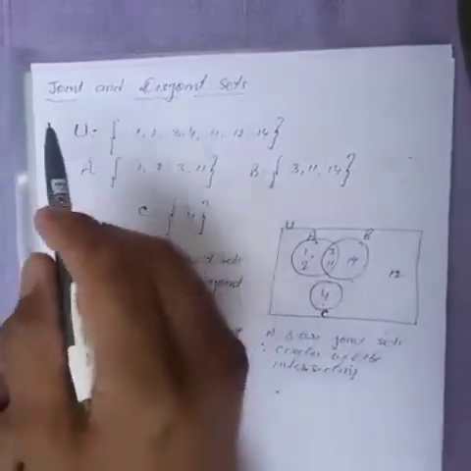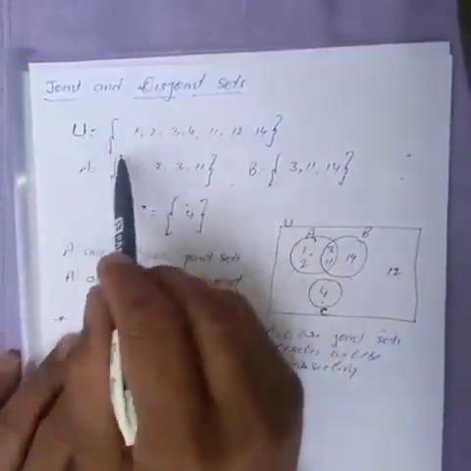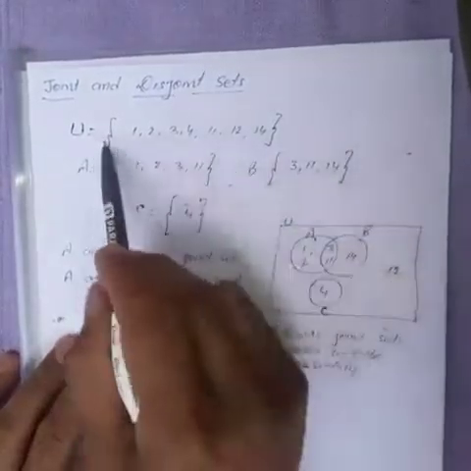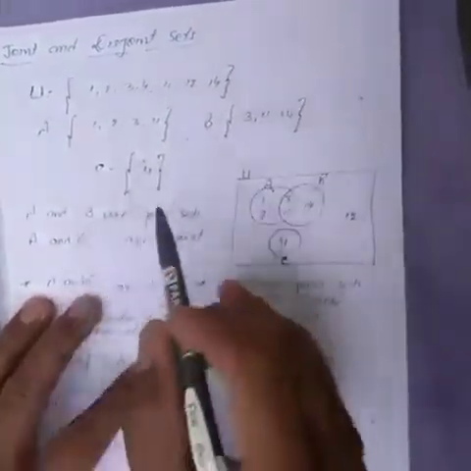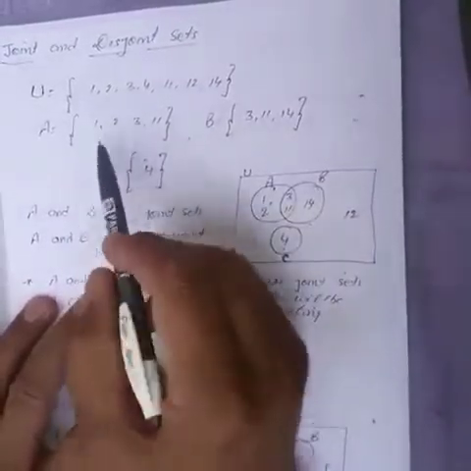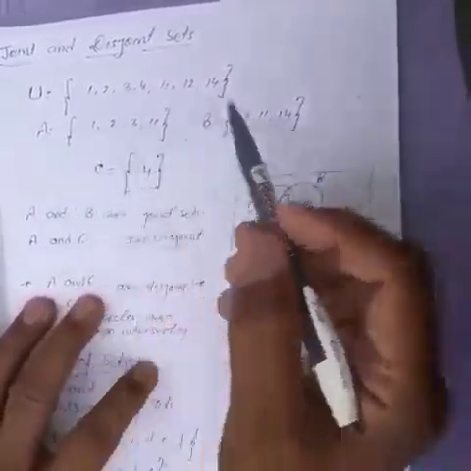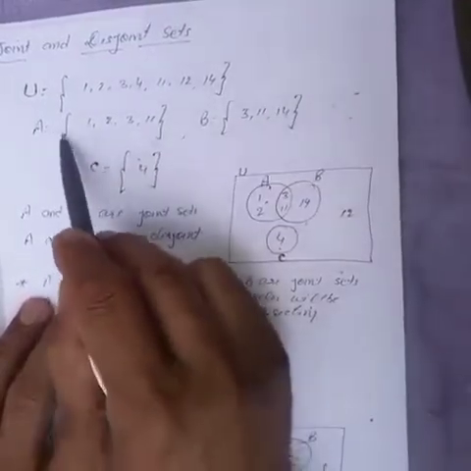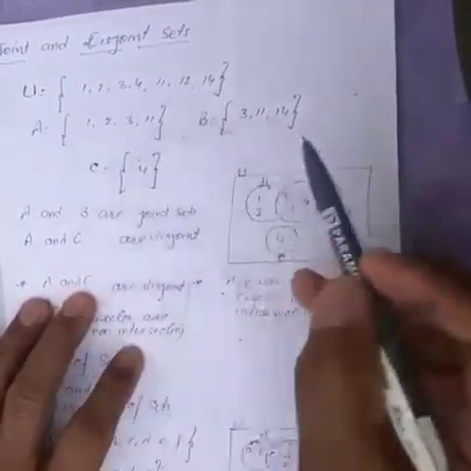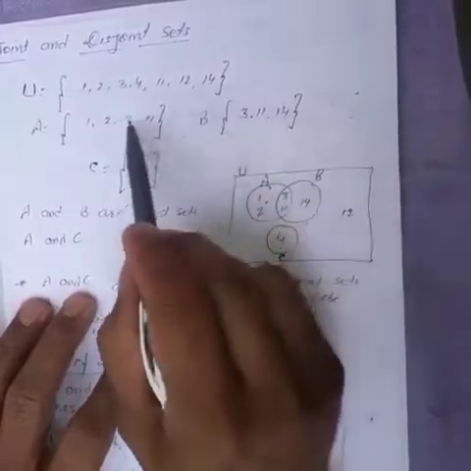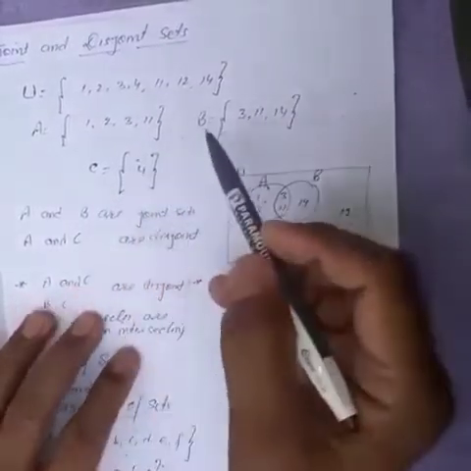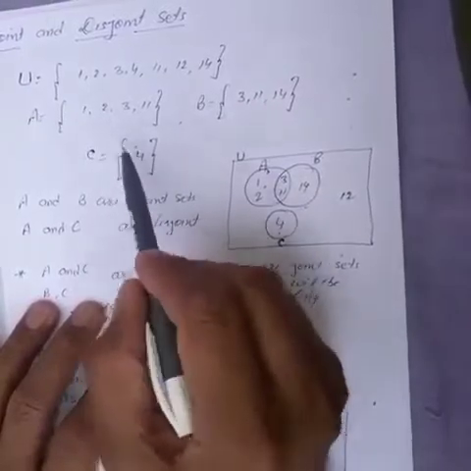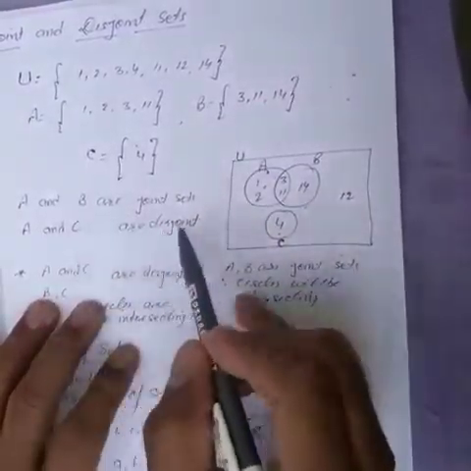Now you consider set U, the universal set containing a few elements. Then A, B, C are 3 subsets of U. You try to find out which of the sets A, B, C are joint and which are disjoint. You try to find A and B. They are joint sets because they have one element common which is 3. Now A and C have no element common, their intersection is the empty set, so they are disjoint.